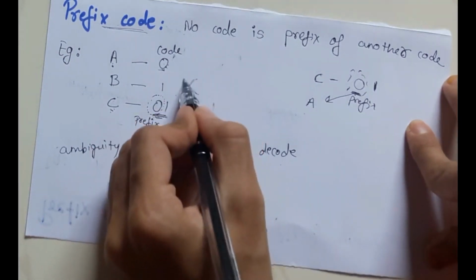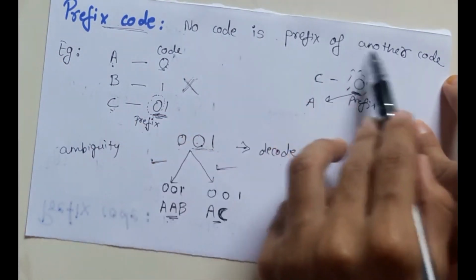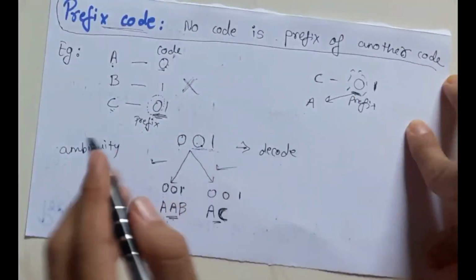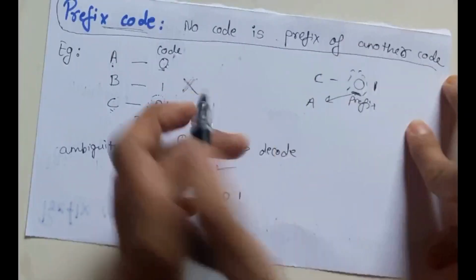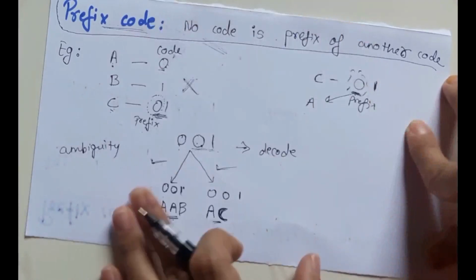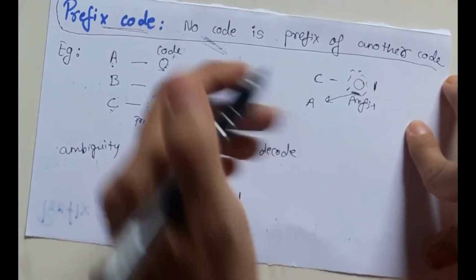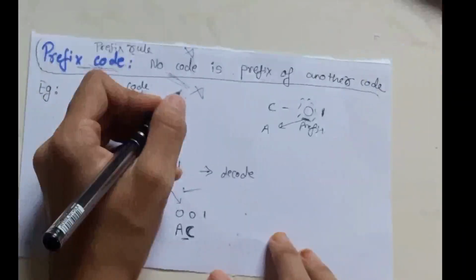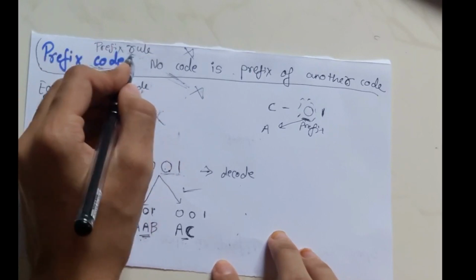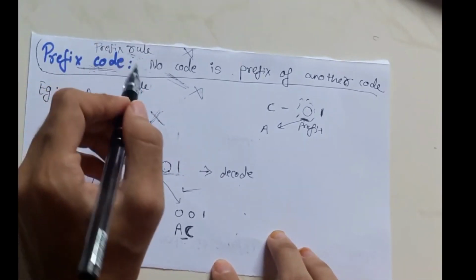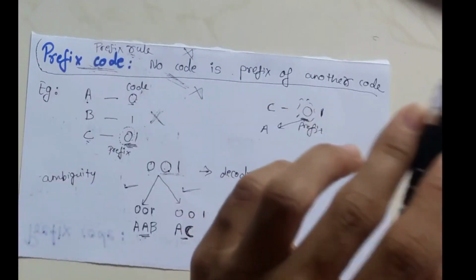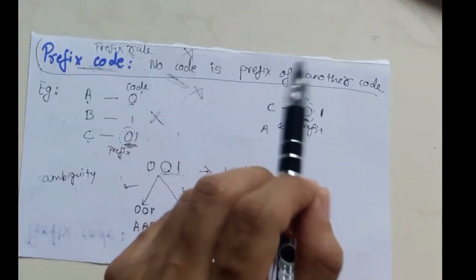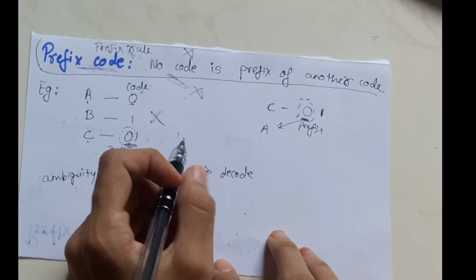So this should not happen. No code should be a prefix of another code. And only when this condition is satisfied, there will be no ambiguity. And Huffman coding ensures this condition, this prefix code condition, or you can also call it the prefix rule. So Huffman coding ensures this prefix rule, and so there will be no ambiguity while decoding at the receiver. You can also check our previous example. No code you will find as a prefix of another code. And that's it for today.